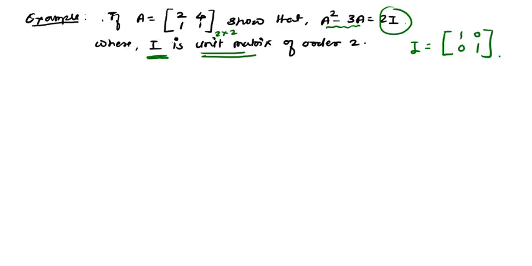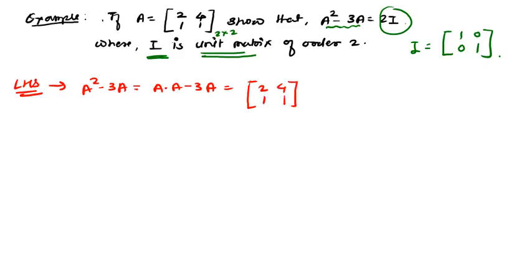So we will again consider the LHS of the given equation. LHS is A square minus 3 times A. So A square means what? A into A minus 3 times A. Now put the matrix A into A. So this will be [2 1; 4 1] again matrix A, [2 1; 4 1], minus 3 into A. A is again [2 1; 4 1].